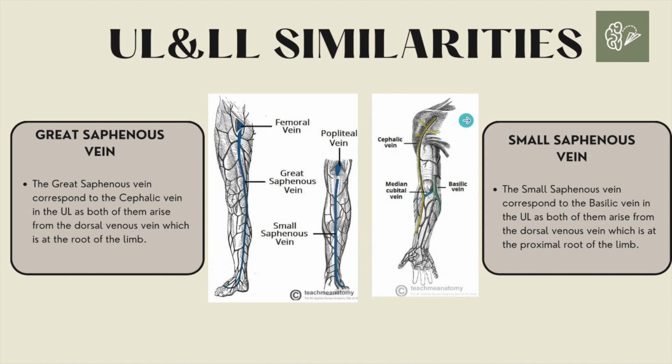Now moving to the small saphenous vein, which is going to correspond with the basilic vein, as both of them are going to drain into a deep vein. They also arise from a dorsal venous plexus. However, this deep vein is going to be at the proximal root of the limb. So one of them is at the root of the limb and one is at the proximal side of the limb.